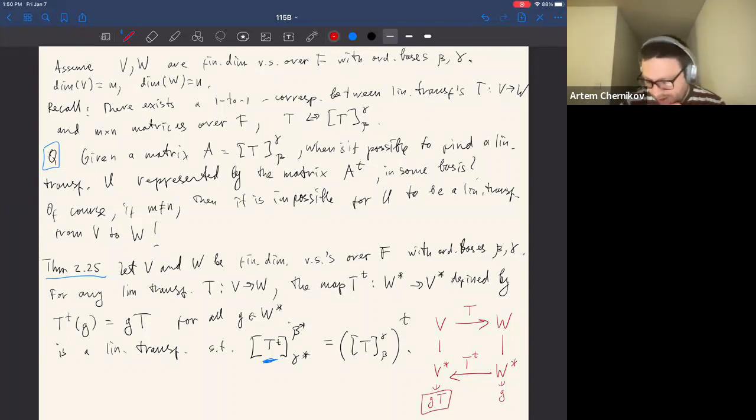So I get a map which goes in the opposite direction, and at the level of matrices, this corresponds to taking transposition. Without the dual spaces, we wouldn't be able to find appropriate spaces for all these maps to go to. All right, I'm going to stop here.